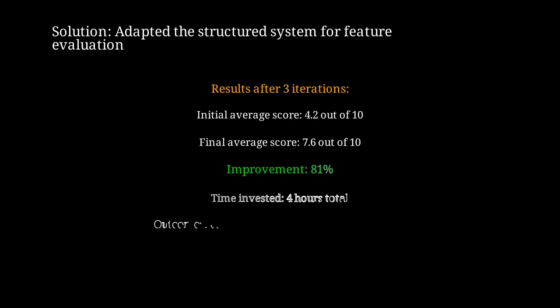After 3 iterations over 4 hours, the average feature quality score improved from 4.2 to 7.6, an 81% improvement. More importantly, the features they shipped using this method had 3 times higher user adoption than previous quarters.